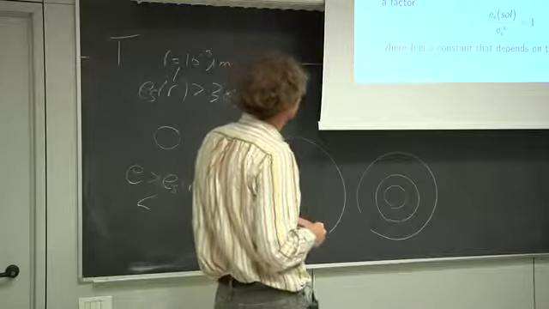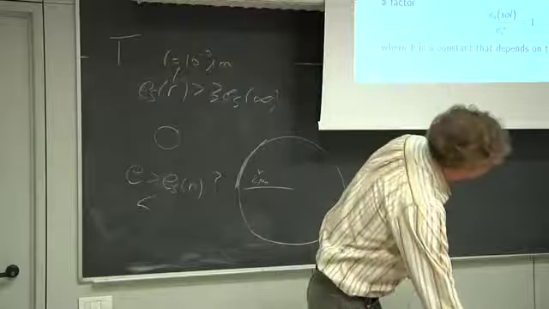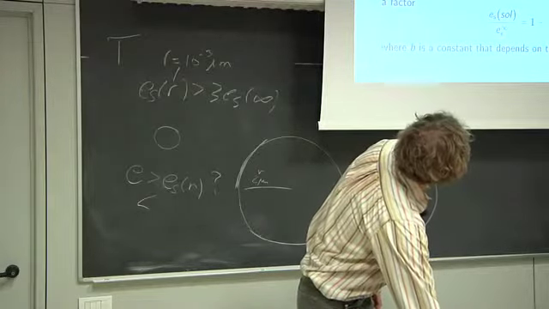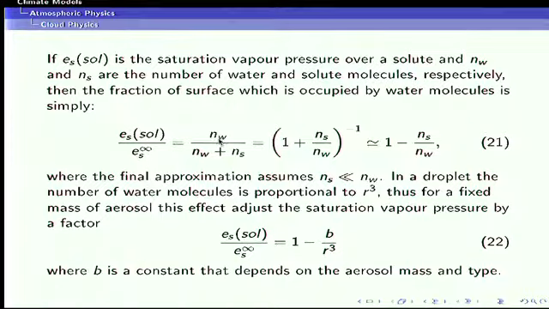So therefore, if we assume that it's well mixed, then the proportion of sites occupied will be simply related to the ratio of the number of water vapor molecules divided by the total number of molecules. So the water vapor molecules plus the solute molecules, which is approximately 1, if we rewrite this and take the first order terms of the expansion, it's 1 minus ns over nw, where we're assuming that the number of solute molecules is much smaller than the number of water vapor molecules.